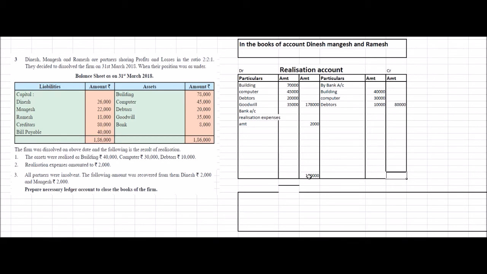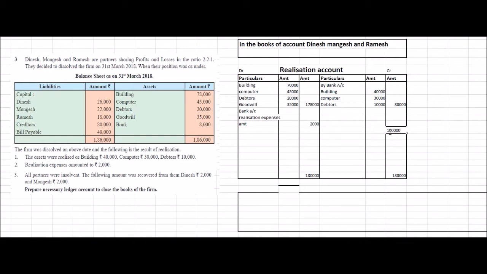So on the debit side the balance is more, that is 1,80,000 rupees. This 1,80,000 rupees minus 80,000 rupees leaves 1 lakh rupees. This 1 lakh rupees is the loss.